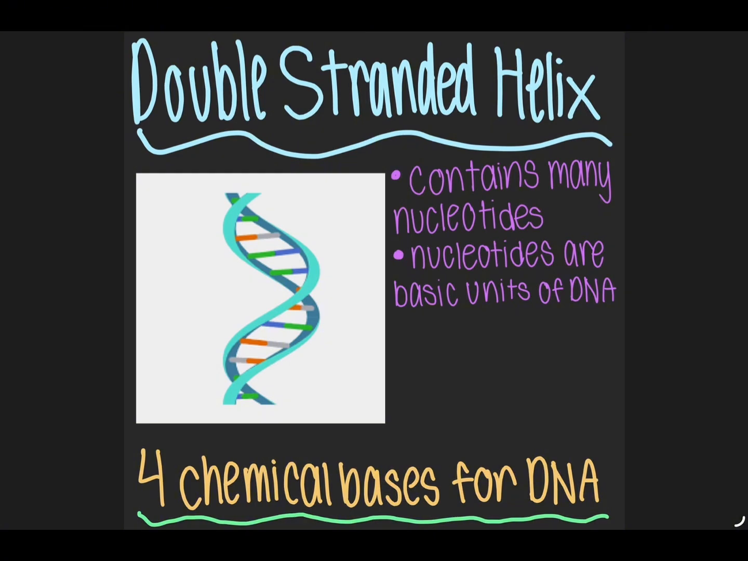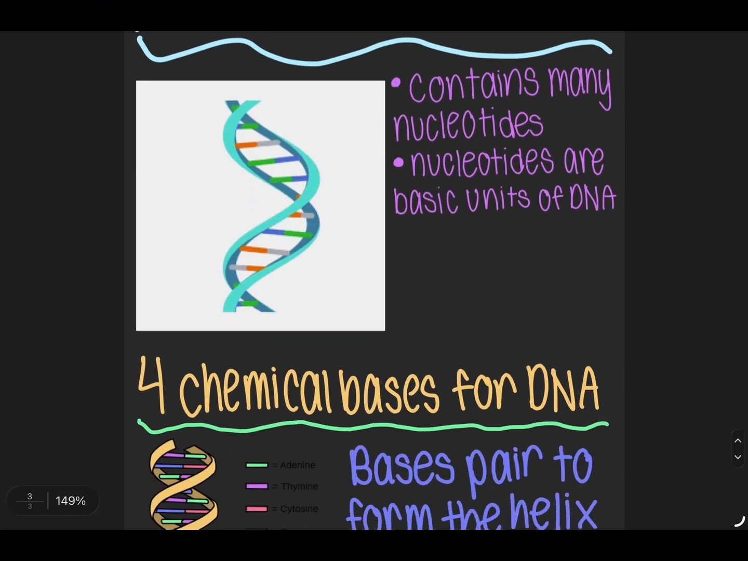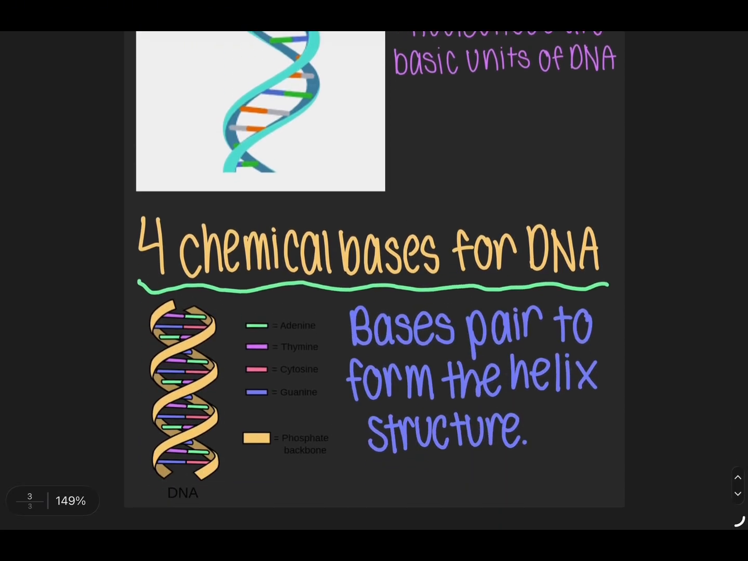Nucleotides are the basic units of DNA, which is made up of a phosphate, a sugar, and a base. There are 4 chemical bases for DNA, which consist of adenine, cytosine, guanine, and thymine. These bases pair specifically, like A with T and C with G, to form a double helix structure. When these bases are connected to a specific pair, it looks like the picture on the left. As we can see, adenine and thymine are connected, and cytosine and guanine are connected, and they are all held together by the phosphate backbone.